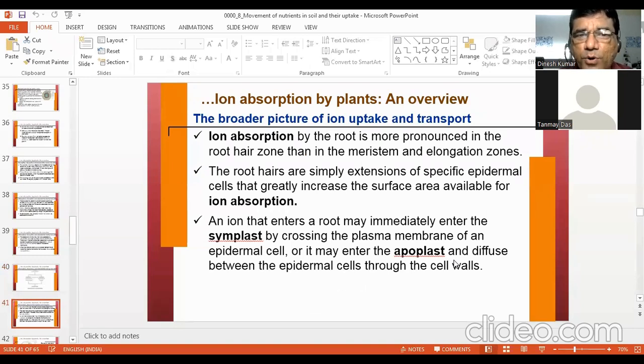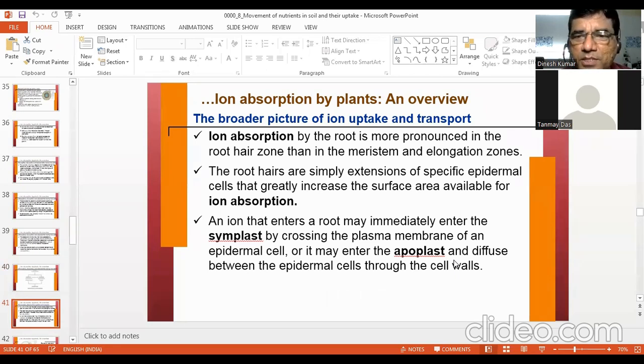Now, let us see some broader picture of ion uptake and transport. I have not started the exact understanding of nutrient uptake. I am just discussing the background. I am not discussing the mechanism in detail. That will come shortly. But with this background, at least we can get some idea.